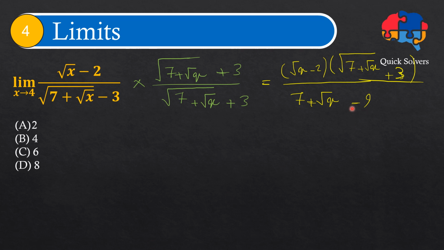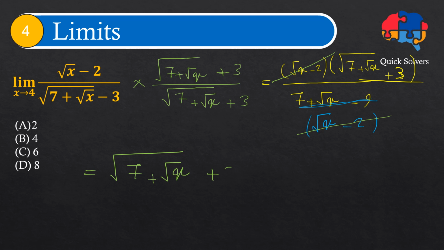If I just simplify this part, I'll get square root of x plus 7 minus 9, which would leave us with square root of x minus 2. So I can replace this part by square root of x minus 2. And then this square root of x minus 2 and this square root of x minus 2 will cancel out each other. What is left is just this part, which is square root of 7 plus square root of x plus 3.